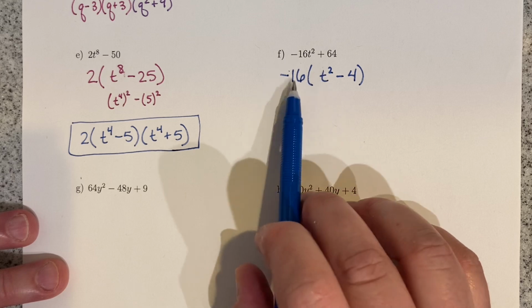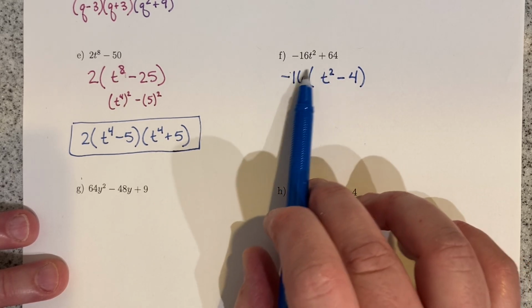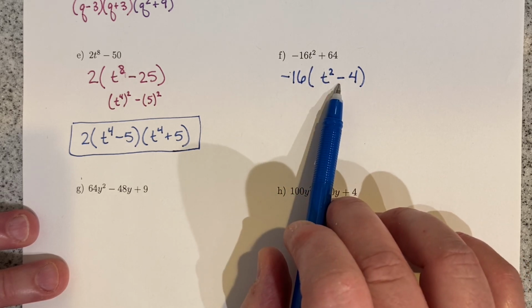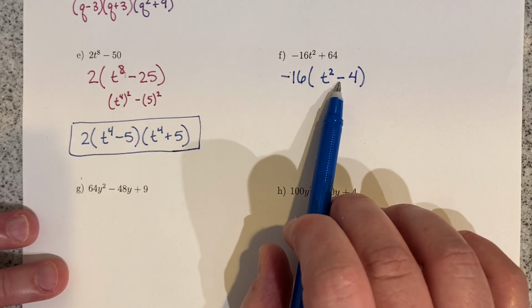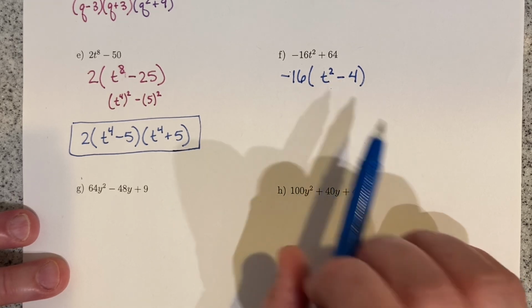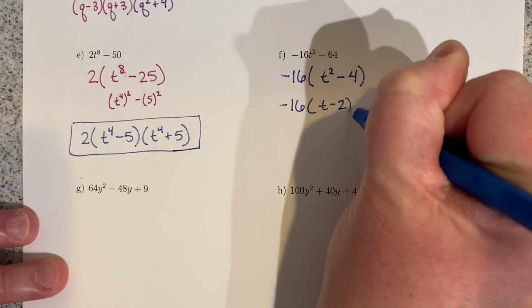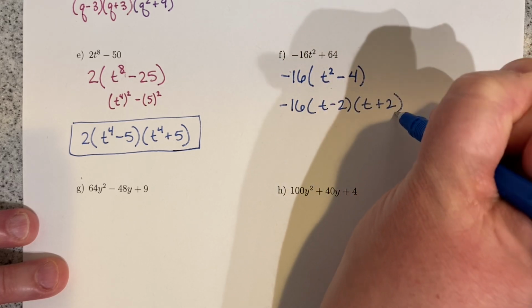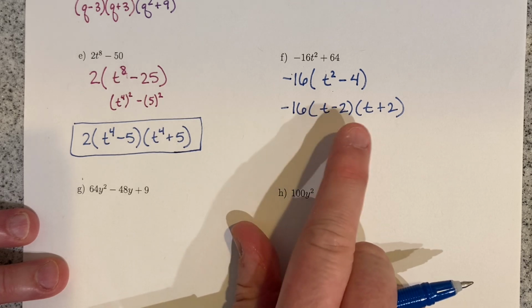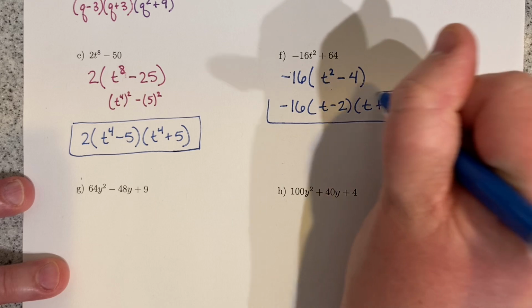But again, feel free to double check on a calculator and notice when you multiply it out, you would get negative 16t squared and then positive 64. That's important because if this were a plus sign, I would have to stop there. But with a minus sign, we've got to do a difference of 2 squares. So then it's t minus 2 times t plus 2. And the greatest common factor of negative 16 is still part of the answer. Nice.